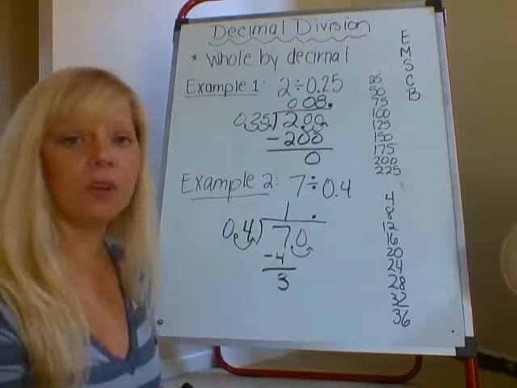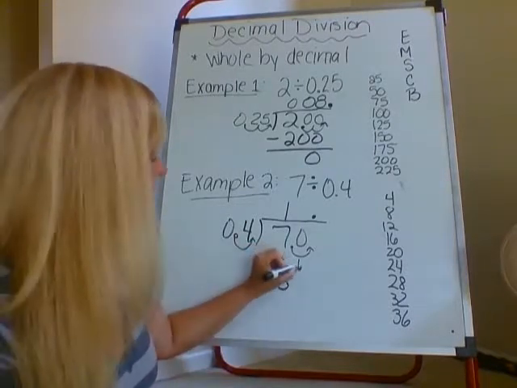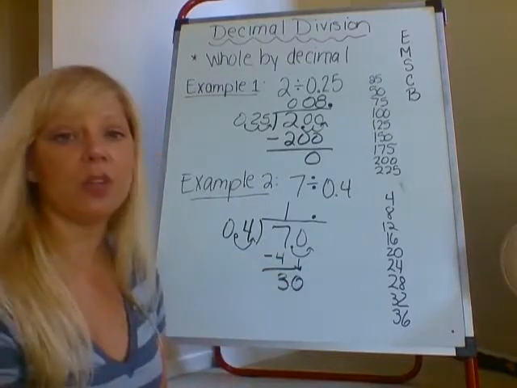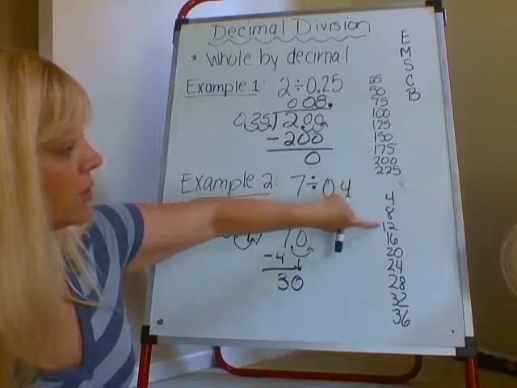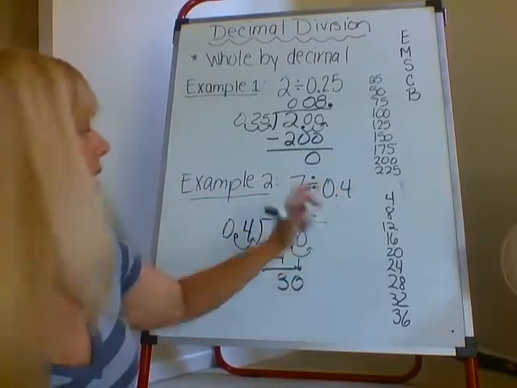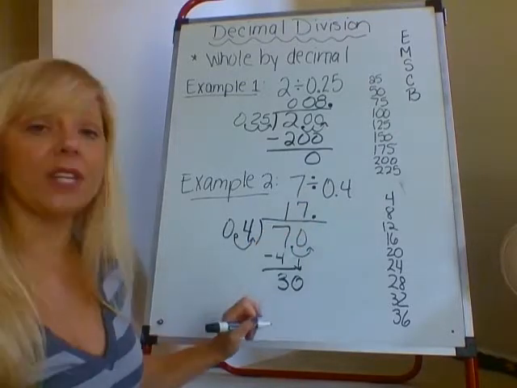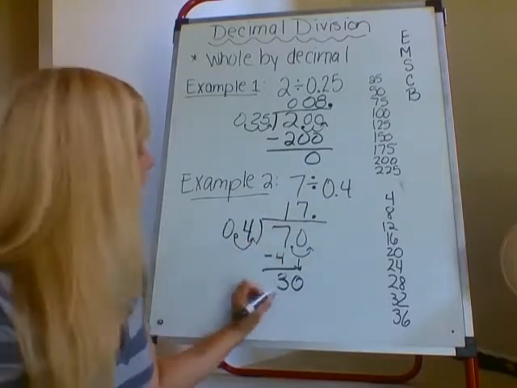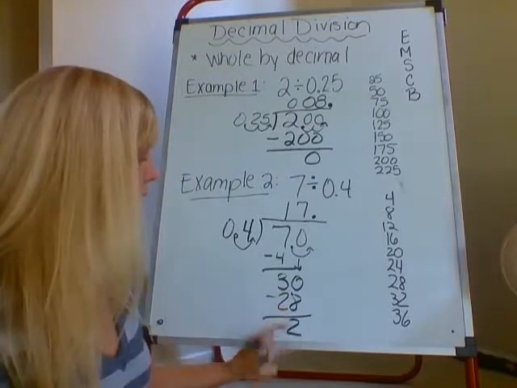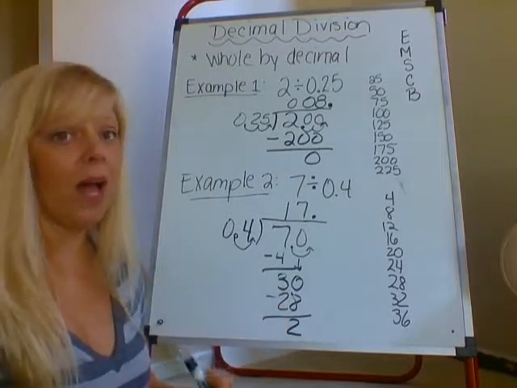3 is less than 4, so I've done everything right. I bring down my 0. Now, how many groups of 4 go into 30? 1, 2, 3, 4, 5, 6, 7. 8 is too many. So 7 times. So I put my 7 up at the top for my estimation. I multiply 7 times 4, get 28. I subtract, I compare, make sure I've done well.